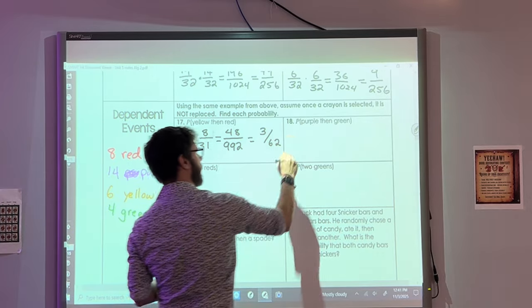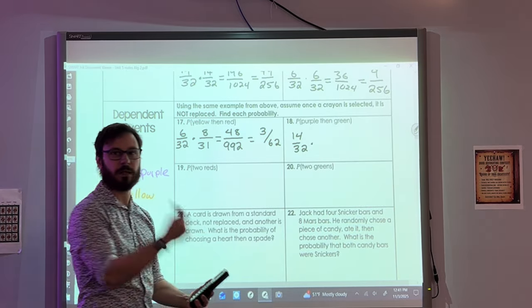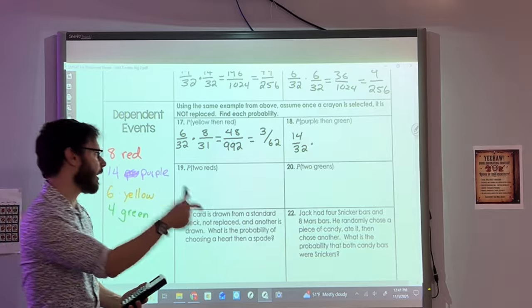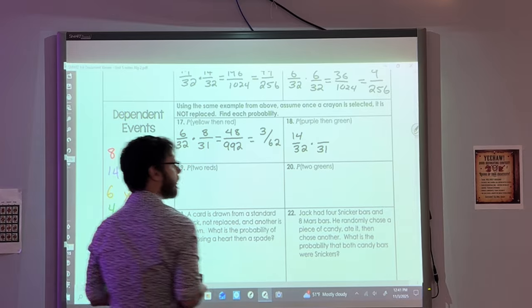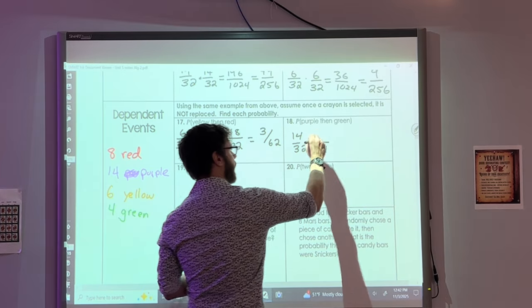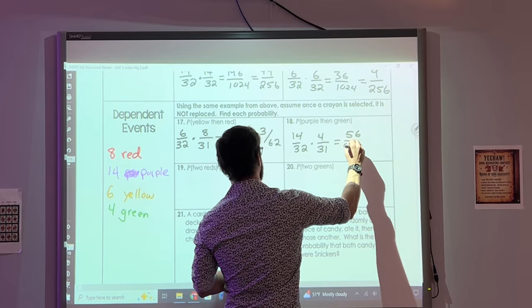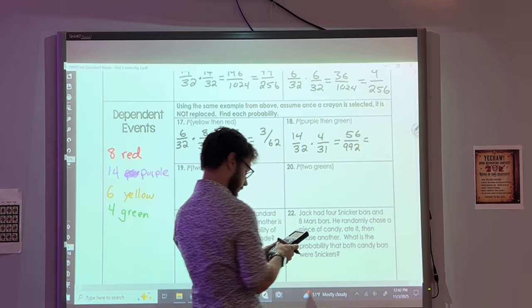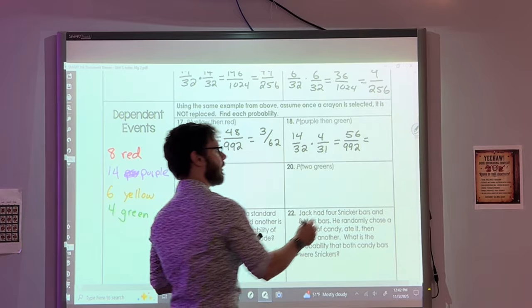Purple then green. All right, well there's 14 purple out of 32 choices. Again, I'm taking a purple out. I'm not putting it back in the bag. It's going somewhere, probably across the room. Means there's 31 left in this bag. There are 4 green. 56 out of 992. 7 out of 124.